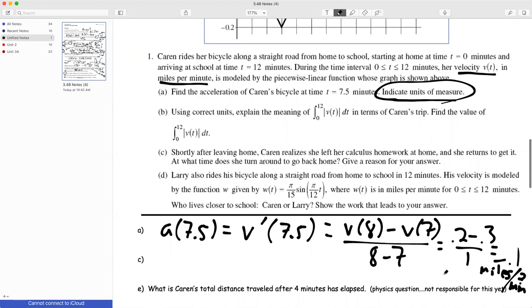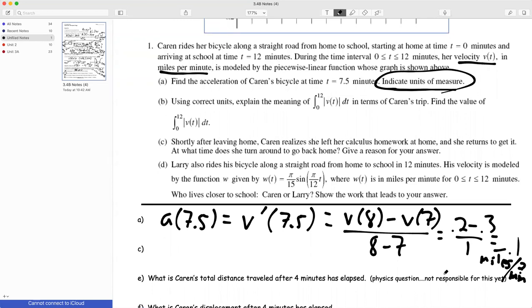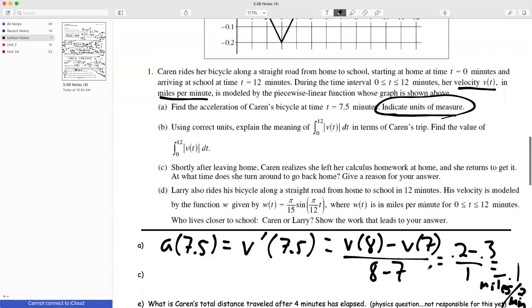Shortly after leaving home, disaster strikes. Karen realizes she left her calculus homework at home. And the supreme calculus dictator is going to put a 0 in, and UIL grade checks tomorrow, and she's going to fail. And her coach is going to make her run, I don't know, like 500 suicides or something. So she returns home to get her calculus homework. At what time does she turn around to go back home? Give a reason for your answer.